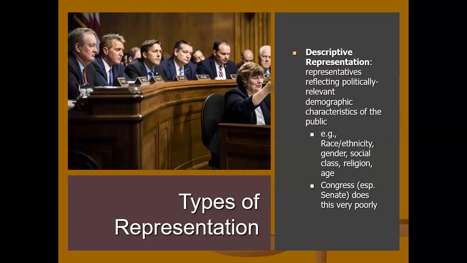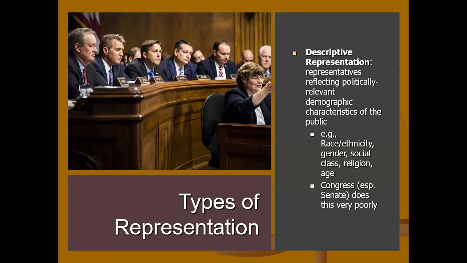Another dimension of representation is descriptive representation. This gets at how much a representative body reflects important, politically relevant demographic characteristics in society, things like race and ethnicity, gender, social class, religion, and age. As we'll see in a moment, Congress in general, and the Senate especially, are a very poor representational match to the broader society. Now, there's some debate about how much emphasis should be placed upon descriptive representation.